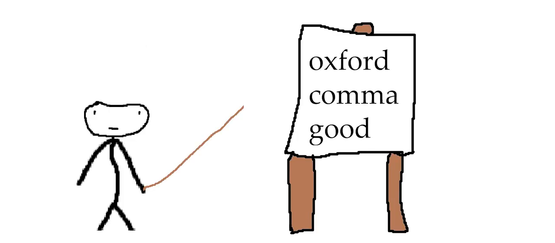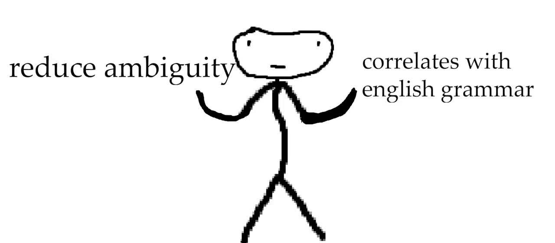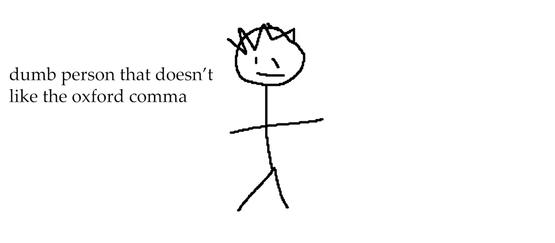I've been raised learning that the Oxford comma is the correct way to write lists, and obviously because that's what I learned, it must be right. Other than just reducing ambiguity, the Oxford comma also keeps the rule that you put commas after each item in a list.